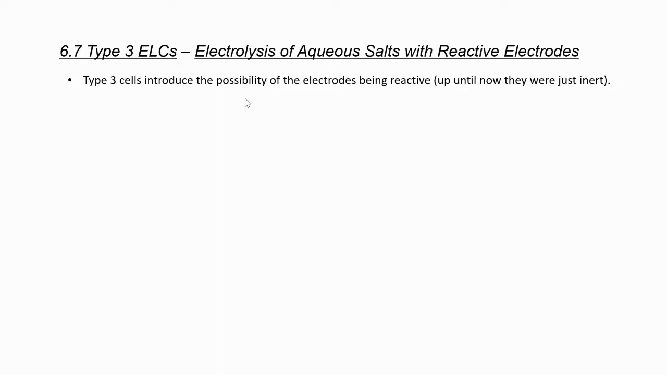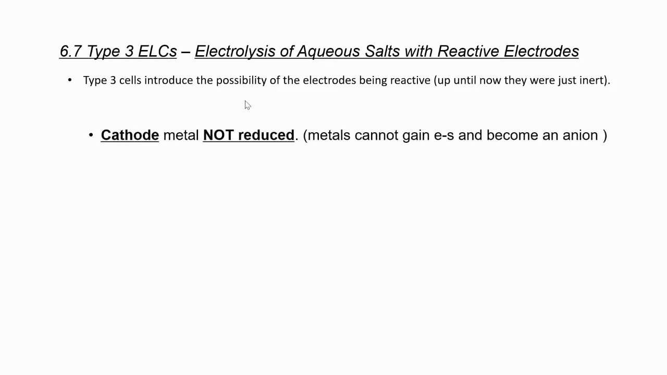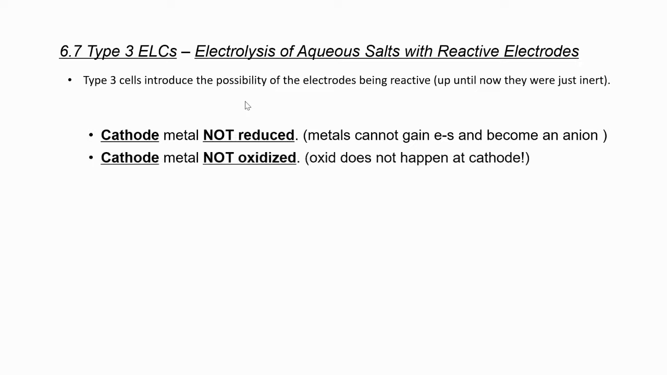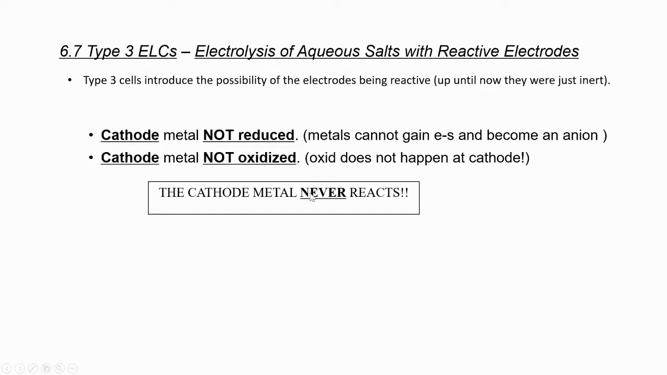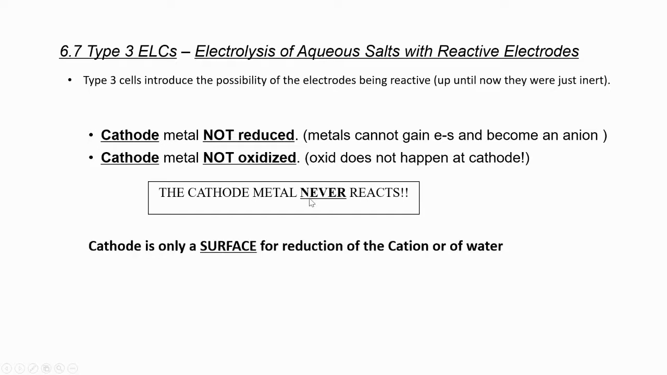So let's start off with our cathode. Cathode metal is not reduced. Metals cannot gain electrons and become an anion. Cathode metal is not oxidized, right? Oxidation does not happen at the cathode. Remember, LEO is a jerk: Losing electrons is oxidation at the anode, and at the cathode we have a reduction. The cathode metal never reacts. The cathode is only a surface for the reduction of the cation or of water to happen. So basically, everything is the same as type 2 at the cathode.